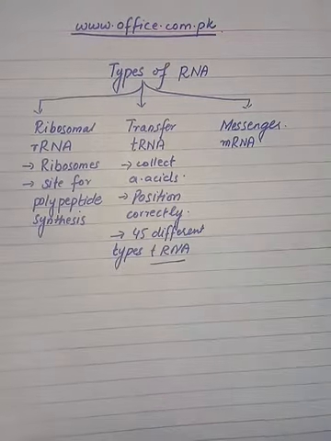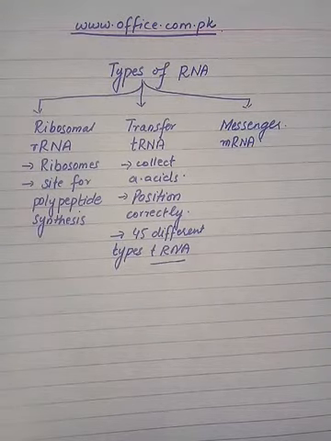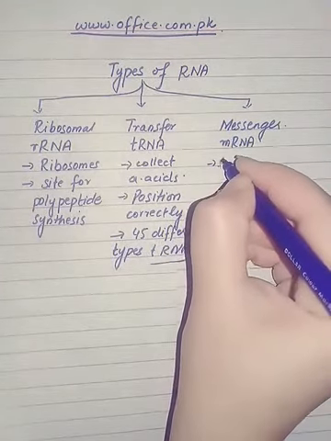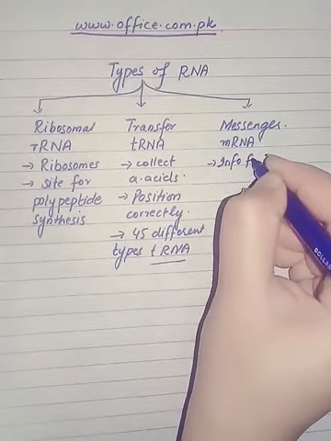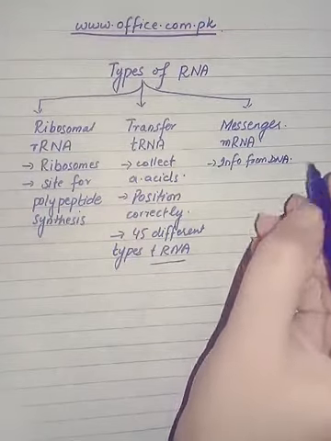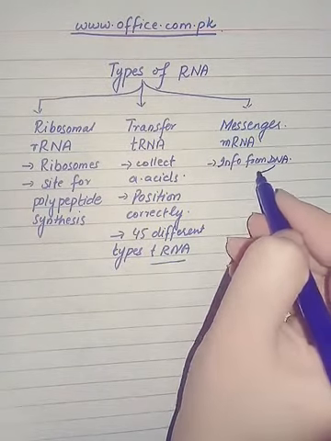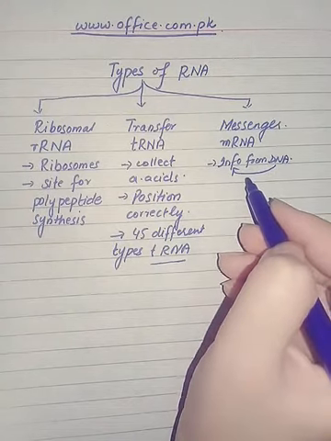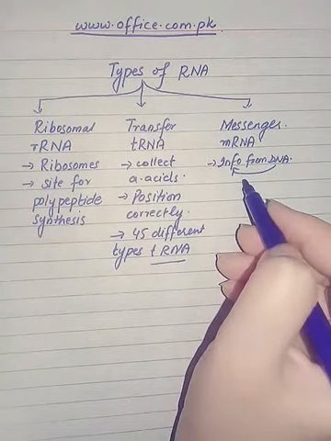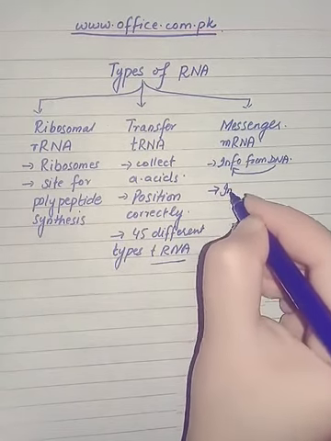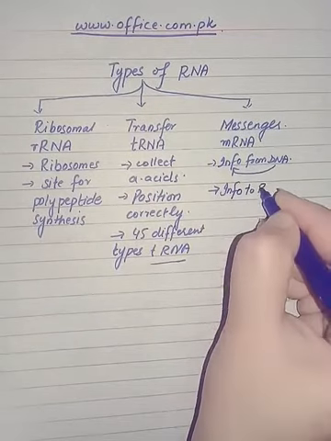I have already talked about it, that this is a copy of the DNA. The messenger RNA is a copy of DNA. It means that it has information from DNA. It contains the instructions from DNA. The DNA transfers the whole information about synthesis of protein to messenger RNA. It is a copy of that gene. Then it transfers the information to ribosomes.